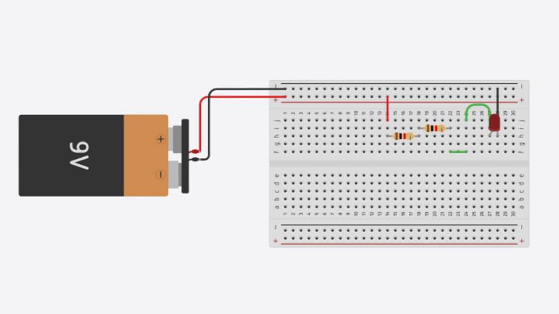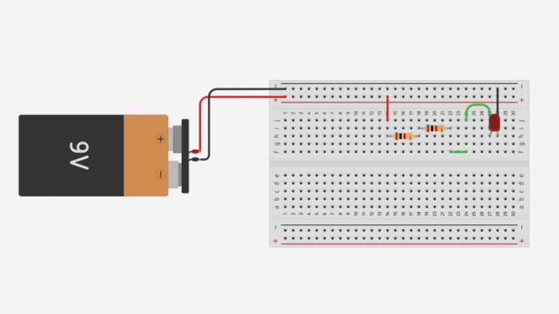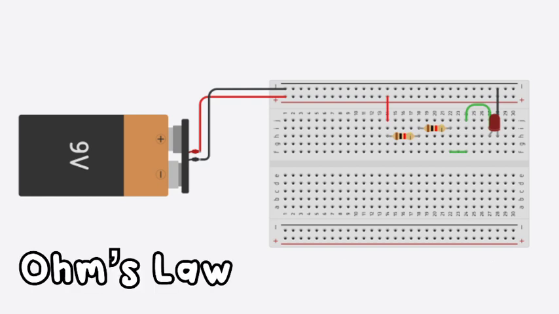Step 2. Understand series circuit characteristics. Understand the key characteristics of a series circuit. 1. The same current flows through each component. 2. The total resistance is the sum of individual resistances. 3. The total voltage is the sum of individual voltages.